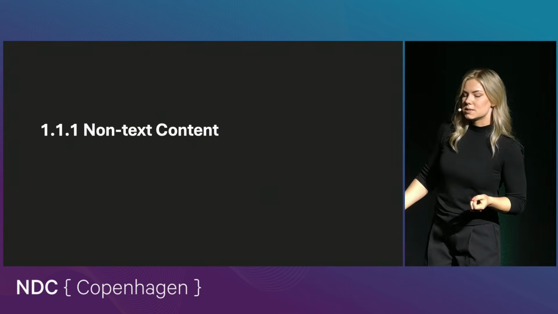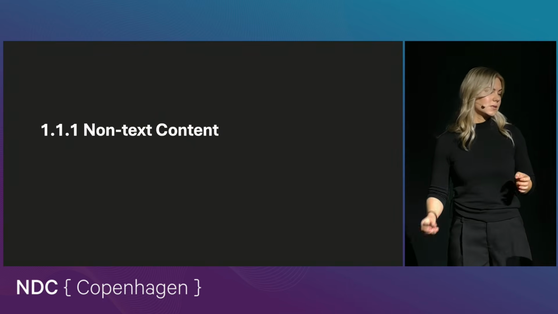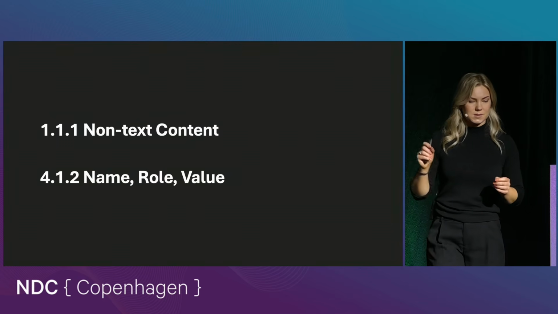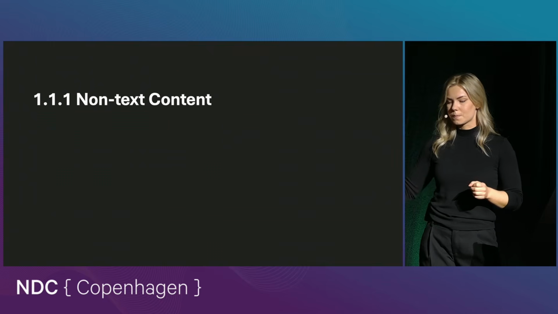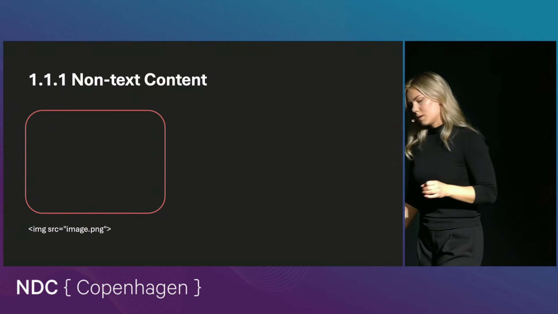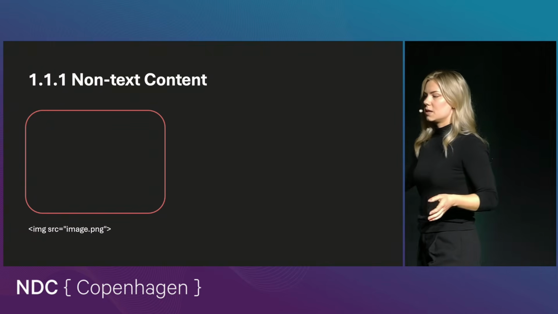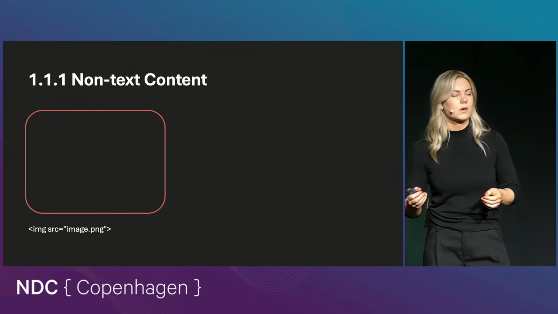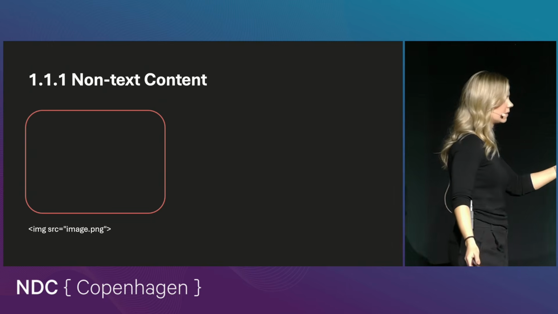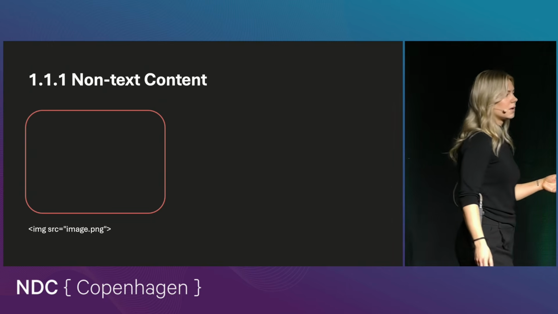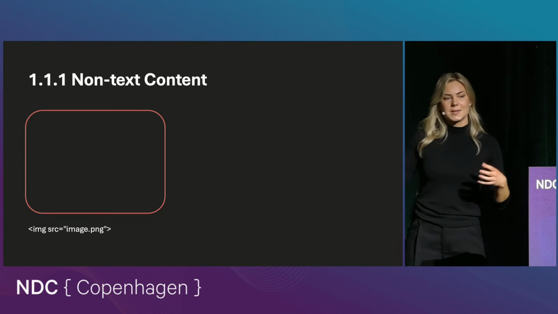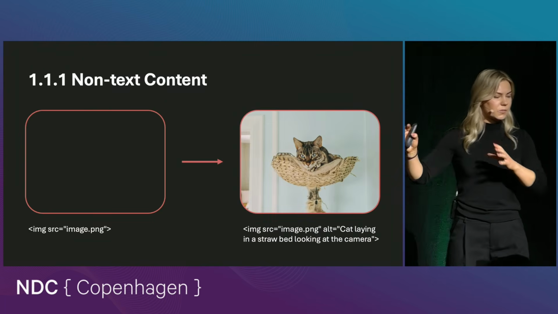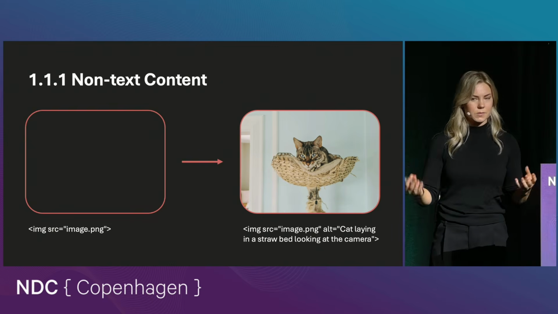We are breaking the non-text content rule. All visible content must have an alternative text, and interactive elements need a role, name, and a value. For example, this is an image that doesn't have any alternative text. It's empty. It's an empty square. You can't visualize it because it doesn't have any information to give you. So to make this accessible, you just have to add some words, an alternative text, to describe the image.